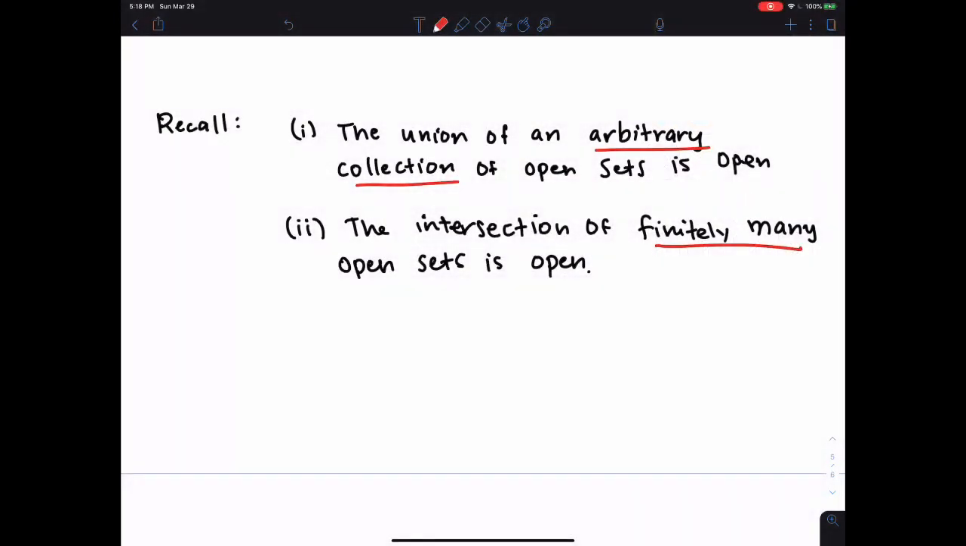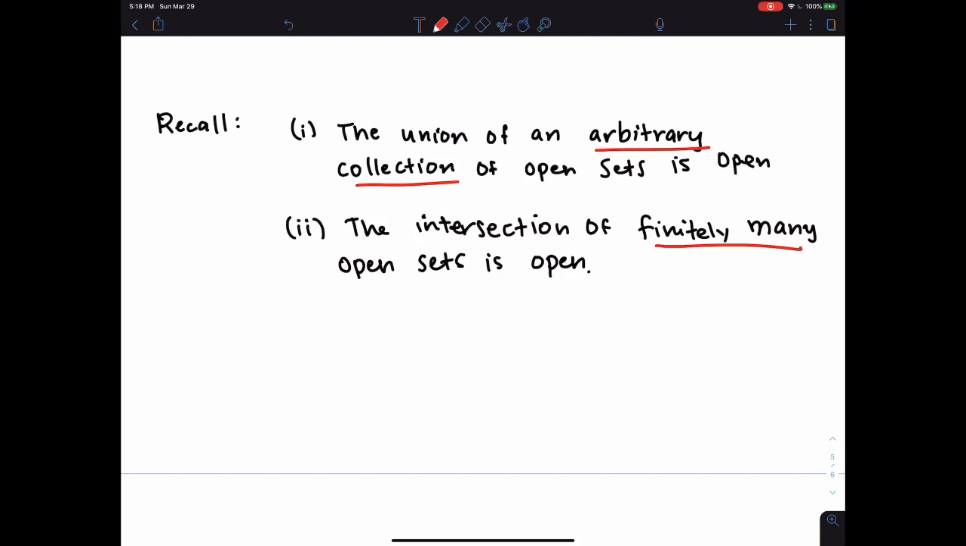The last thing that I want to talk about has to do with what we can say about collections of closed sets. If I take the union of closed sets, does it have to be closed? If I take the intersection of closed sets, does it have to be closed? And if so, how many sets can I union, or how many sets can I intersect and still get that result?